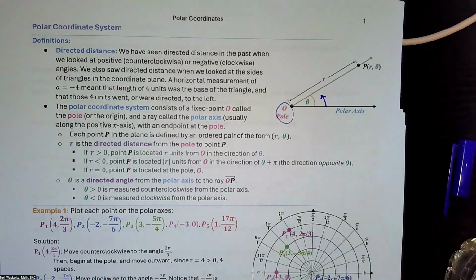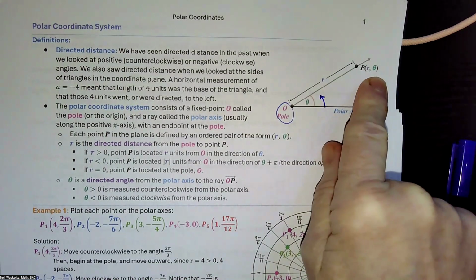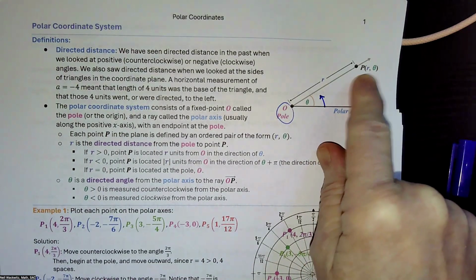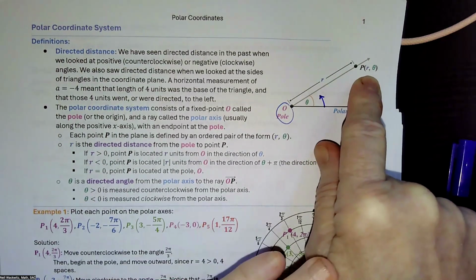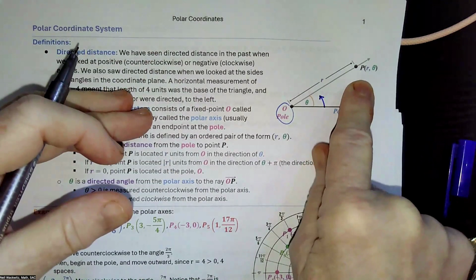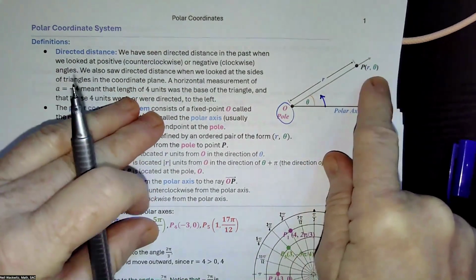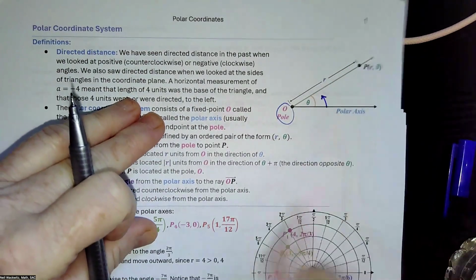And what's kind of strange with polar form is that you start with theta and then you go out or back or whatever, r. So unlike rectangular coordinates, where we always start with x and then do y, with polar coordinates, we're going to start with theta and then do r.